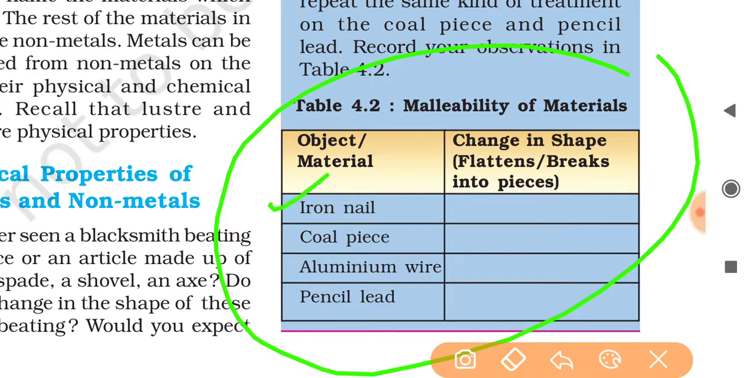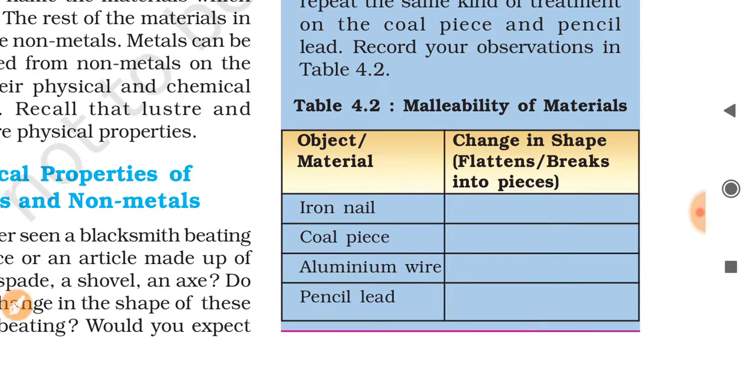An iron nail may be easily available, and a coal piece also. Aluminium wire and pencil lead may also be available; you can take the lead from your pencil. For change in shape, you have two options, and you have to write one: whether the iron nail flattens or breaks into pieces, and so on.